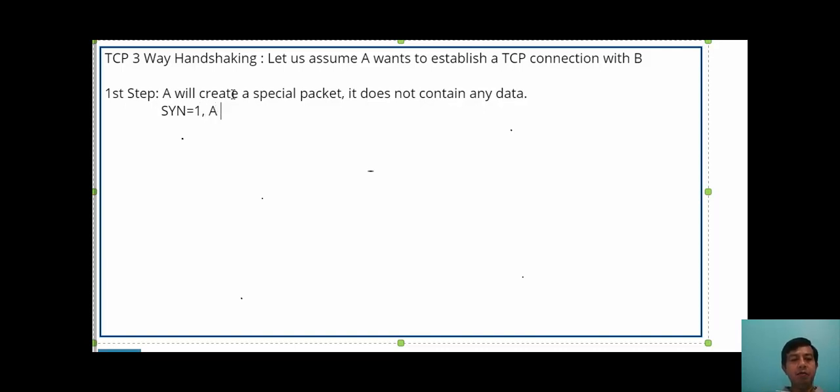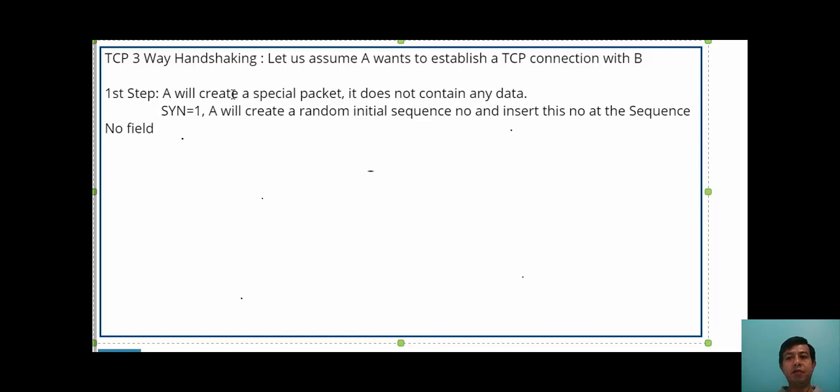Apart from this, A will create a random initial sequence number. Now this is also very important. A will generate a random number that it will use as the initial sequence number. So A will create a random initial sequence number and insert this number at the sequence number field. Remember, we have seen the sequence number field in the packet. So A will insert this random number in that particular field. Why this is random, we'll see later on.